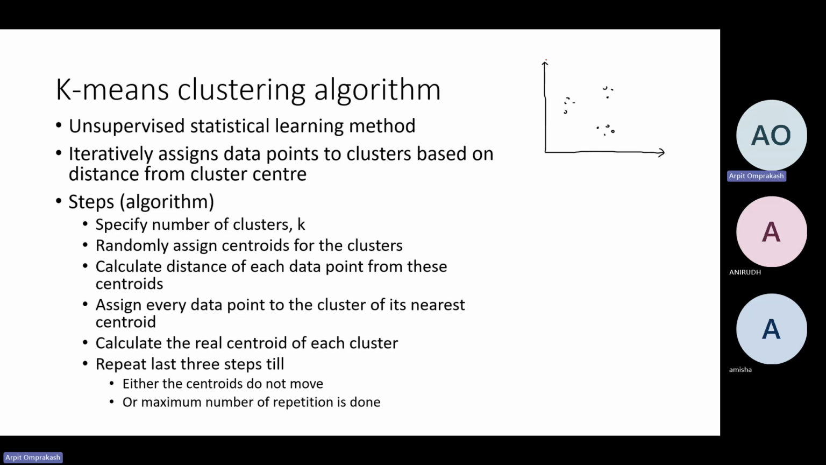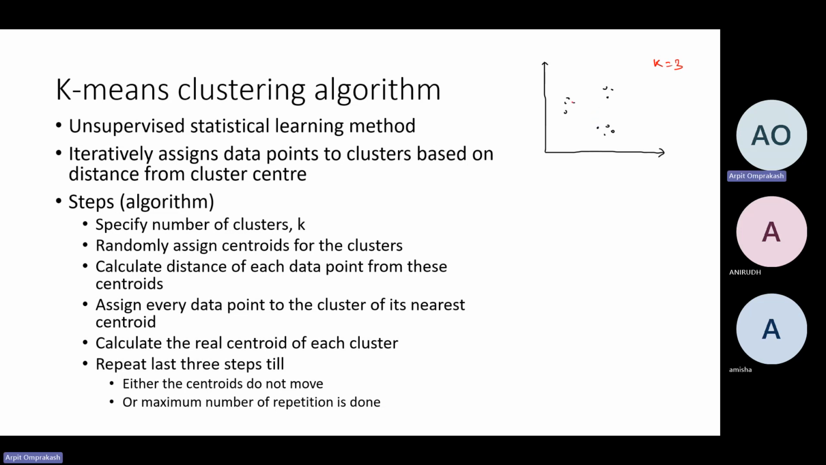Let's say we have data like shown in the top right corner. Let's say we have these 4 points, 3 points, and 4 points here, and we want to cluster them. Let's say we want to make 3 clusters. First you specify the number of clusters, which is k. In this case, we want k to be equal to 3, because we can visually see that the data might be in 3 different clusters.